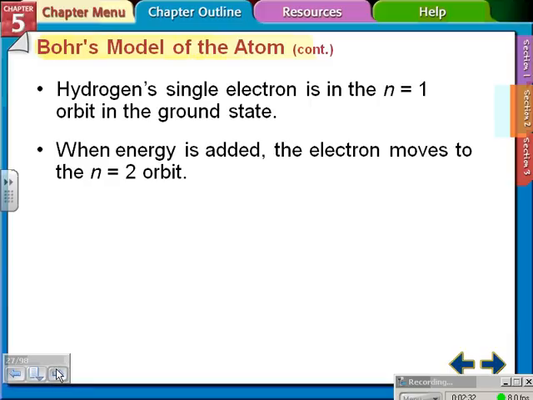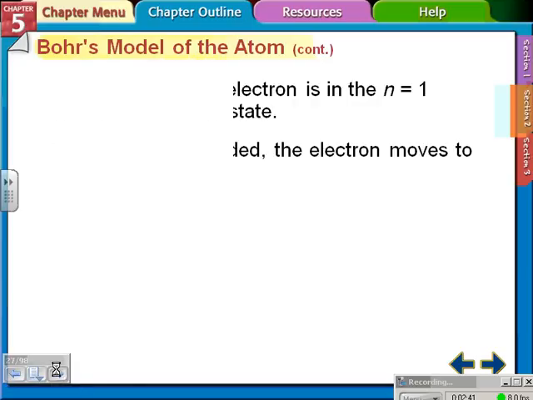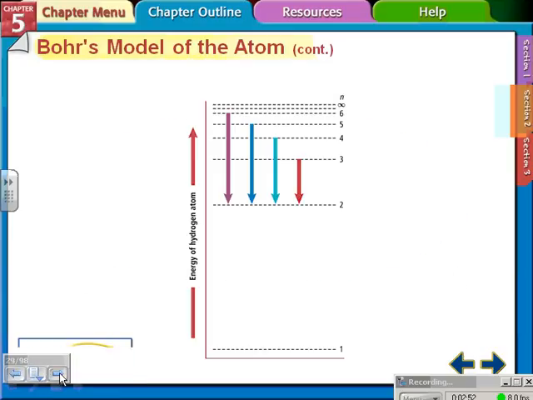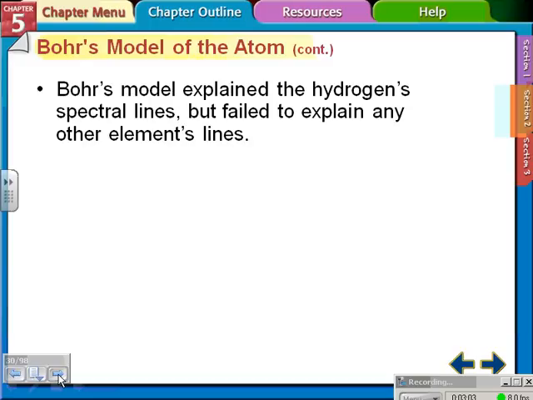If you add energy, however, to this hydrogen atom, the electron is going to move to a higher energy level. So hydrogen's single electron would move from the first energy level to the second energy level. Now it's kind of showing you here some visible series and infrared series and where these electrons can travel. Again, for the energy of the hydrogen atom, level 1 would be the ground state, and as you go up to higher energy levels, the energy increases for that electron.